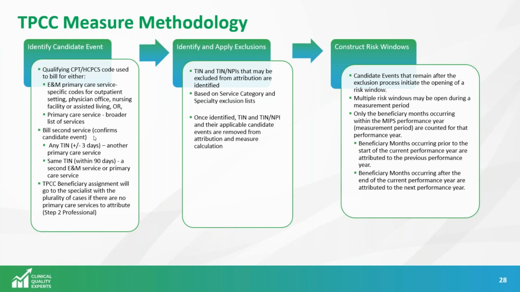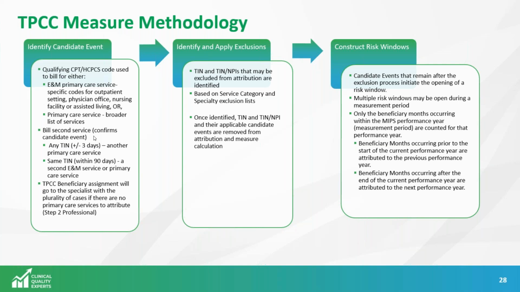And this is basically the start of a primary care relationship between a clinician and a Medicare patient. Now, to open the event, you need to have two different billing situations. One is for the E&M primary care service, which includes codes like outpatient settings, physician offices, etc. And then a second billing for a primary care service, which occurs within 3 days or within 90 days, depending on which code is used on the claim. Now, the second billed service is the one that actually opens the risk window.